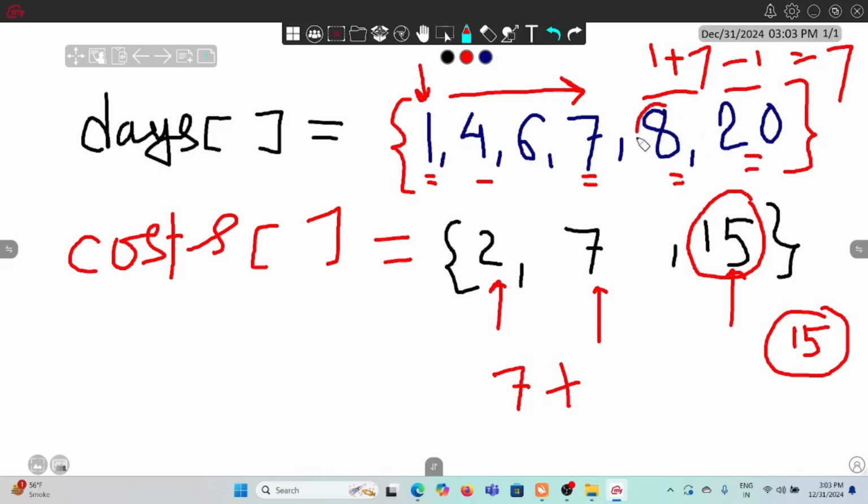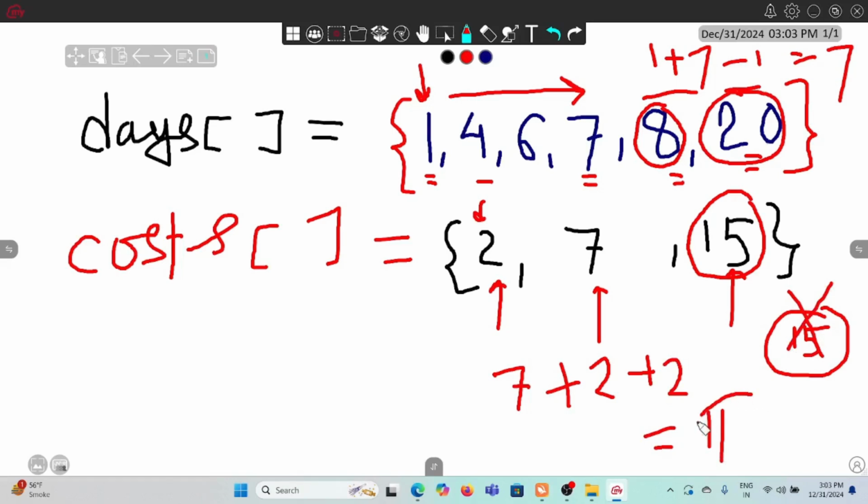So if I purchase 1 day pass at this location and 1 day pass for the 20th day, right, then it would be 2 plus 2, right, because 1 day pass is $2. So I can do it 7 plus 2 plus 2. Okay, so it would be 11, right? So 11 is better than 15, so we will not go with this. So we can find this 11 is the minimum cost.